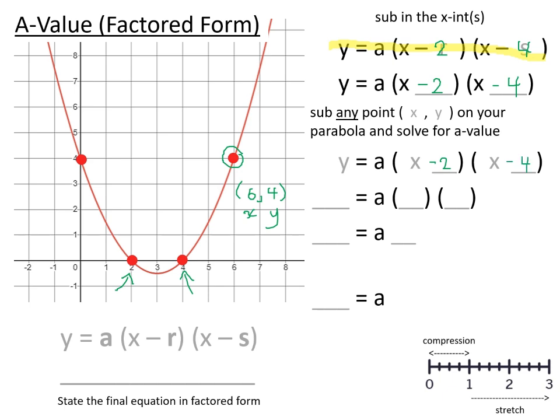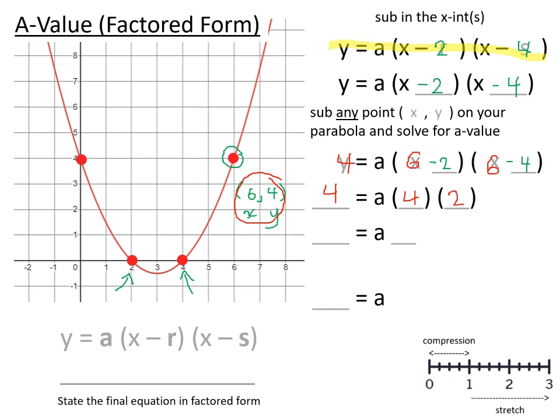We're going to now substitute in our point. Okay, so the x value of 6 goes right over here, and our y value is going to go over here. Next, we're going to simplify some of these numbers. So this 4 stays exactly the same. 6 minus 2 becomes 4. 6 minus 4 becomes 2.